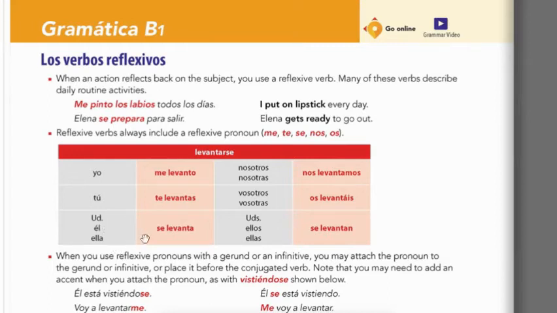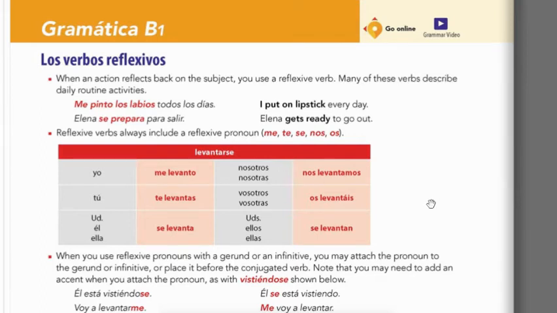Usted, él, or ella take on the se pronoun, as does usted, ellos, and ellas. It's not impersonal. There are people here. People always get this confused. Nosotros and nos, thinking that nos is a short form of nosotros. It's not. Nosotros is the doer. Nos is the receiver. We're doing it to ourselves. Nos levantamos. We get ourselves up.